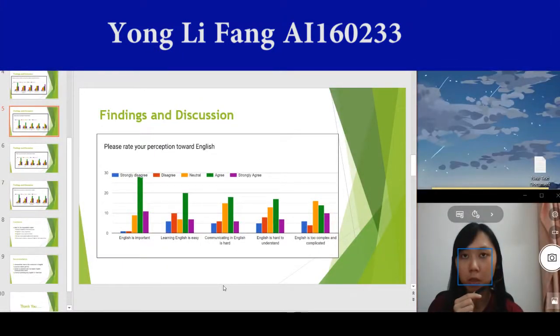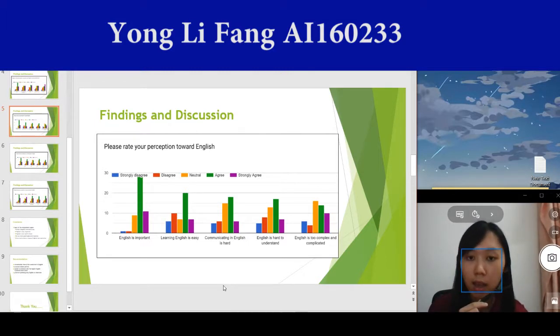Hi madam, my name is Yong Li Fang. I come from FSKTN, and today I'm going to discuss the result of Section C, which is please rate your perspective toward English. There are a total of 5 questions in this section. For the first, second, third, and fourth questions, most of the respondents agree that English is important, learning English is easy, communicating in English is hard, and English is hard to understand.